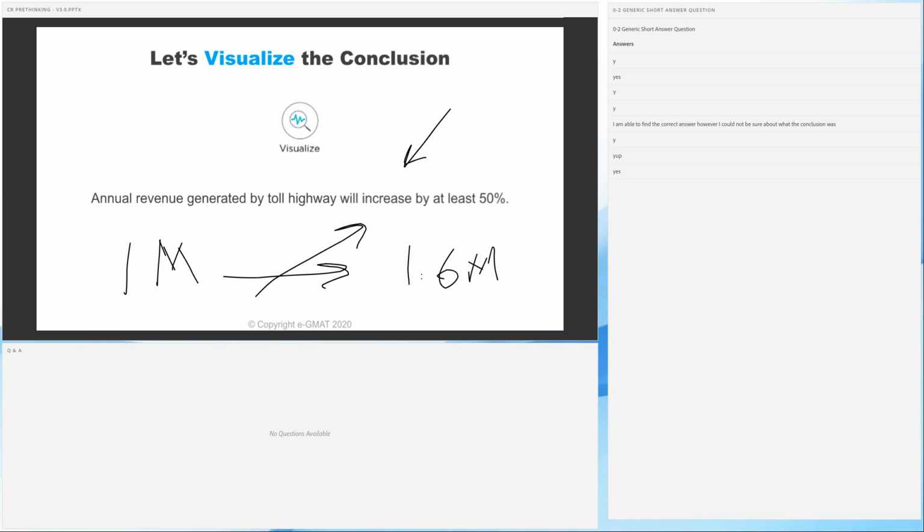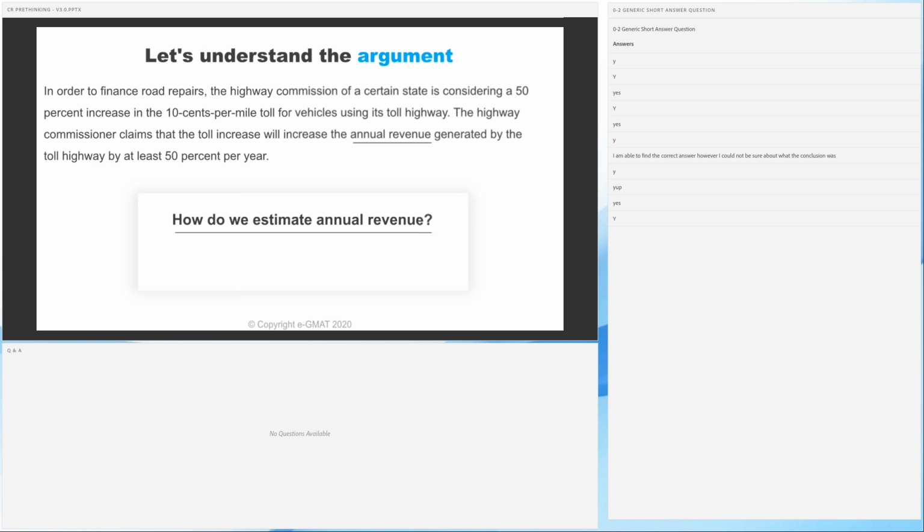And this is a question in which you have to formulate your conclusion, because it's a combination of what's given in the argument and what's given in the question stem. So you've got to formulate it, but that formulation is fairly easy overall. It's really important to do this visualization. So how do we estimate annual revenue in this case? How do we estimate annual revenue given the information in the argument?